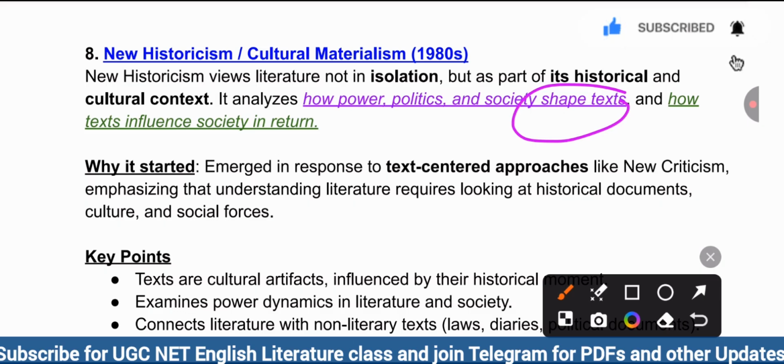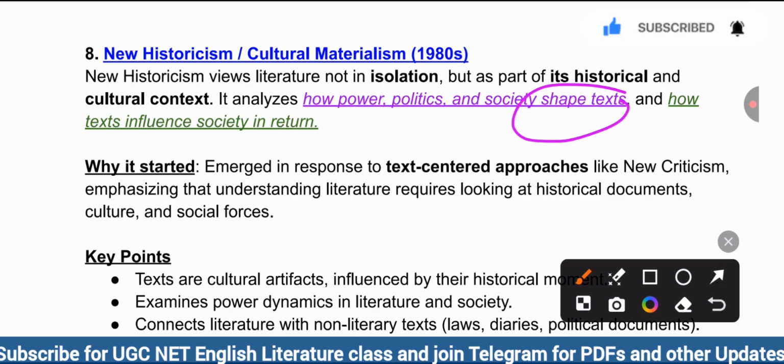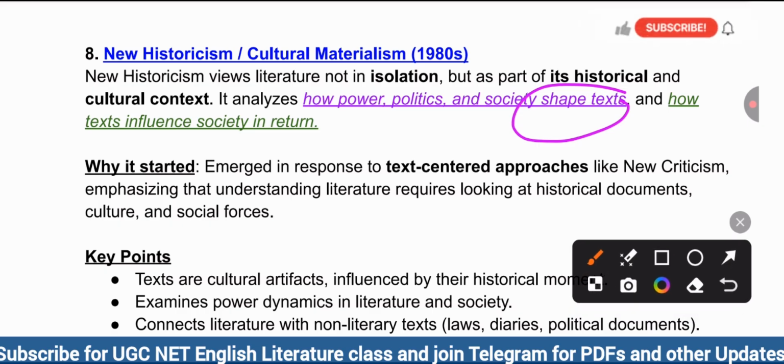So this is how people, politics, society, culture, everything shape text. And then when the text is written and shaped by society, it returns to society and influences it so that there should be some change. For example, movies impact people now. People keep telling you that this movie is not good for society, so it should be banned. This is what it means, okay?